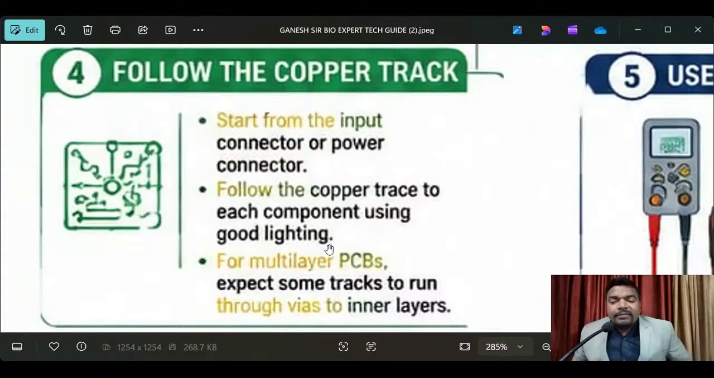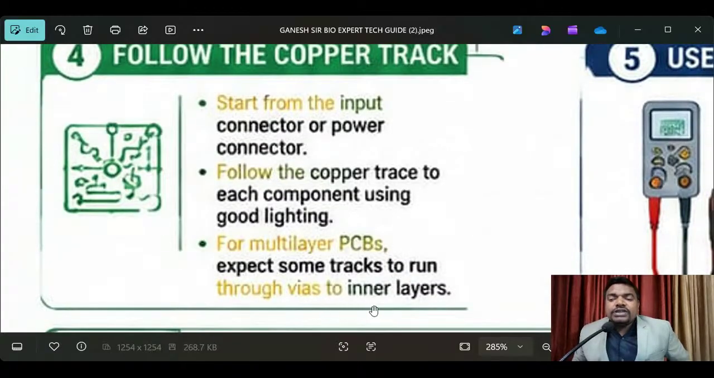If you are working as a biomedical engineer, nobody will be there to support you, because these are technically challenging and recommended points in biomedical services. That's why whenever you show interest and practice, only then will you know these things, and only then will you become a technical master. Now see here, follow the copper trace to each component using good lighting. For multi-layer PCBs, expect some tracks to run through vias to inner layers.